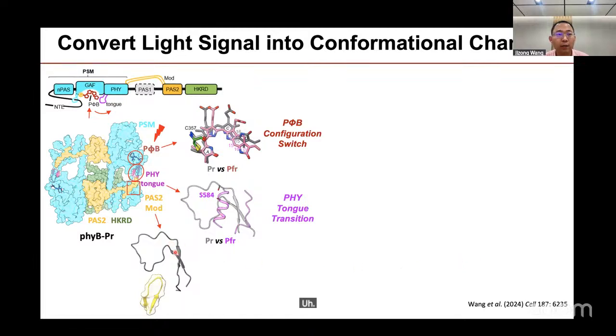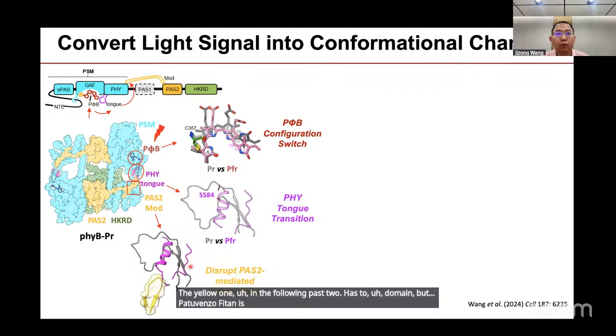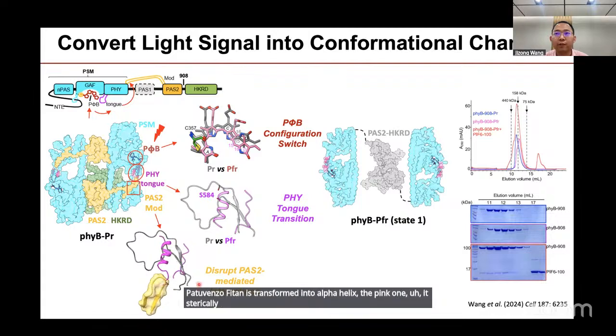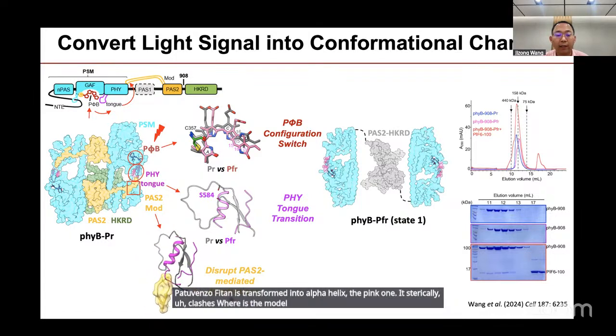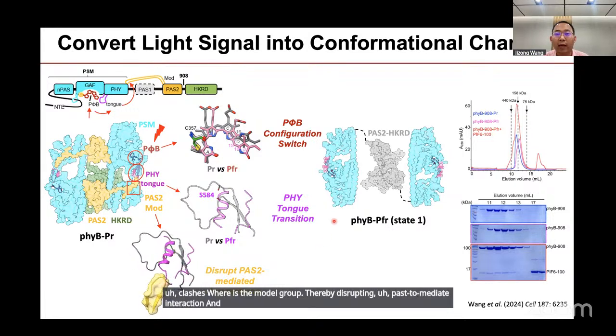In the Pr state, the beta sheet PHY tongue, the green one, is close to a loop region called the moored loop, the yellow one, in the following PAS2 domain. But when the PHY tongue is transformed into an alpha helix, the pink one, it sterically clashes with the moored loop, thereby disrupting PAS2 mediated interaction that stabilizes the phyB Pr dimer.